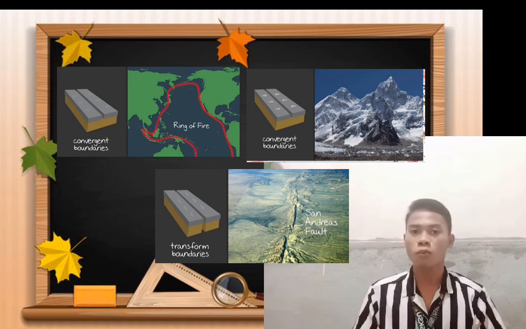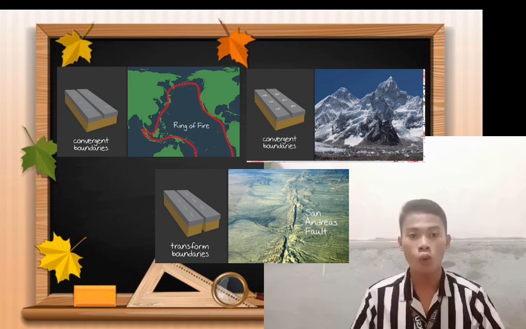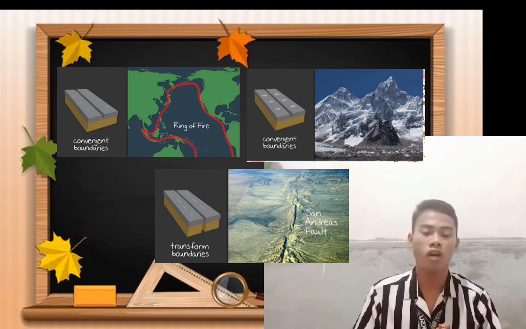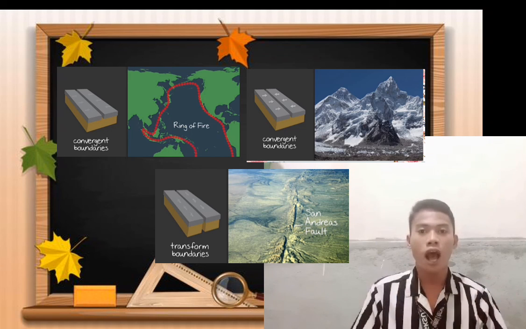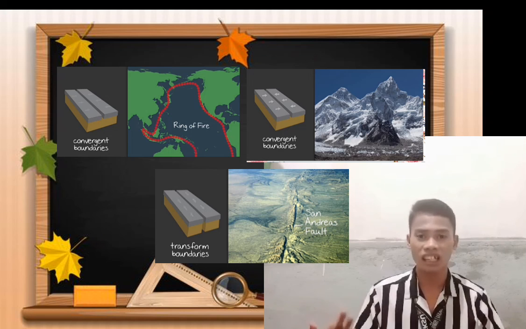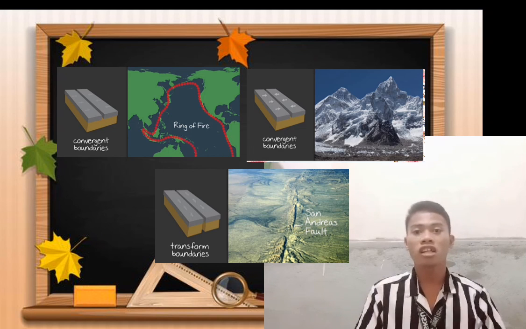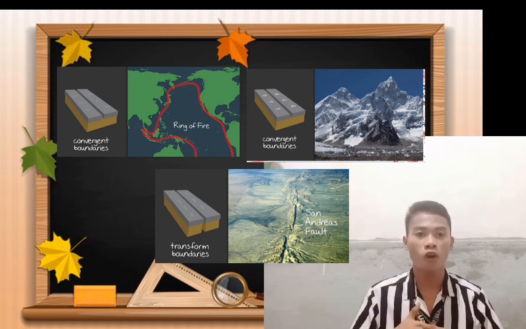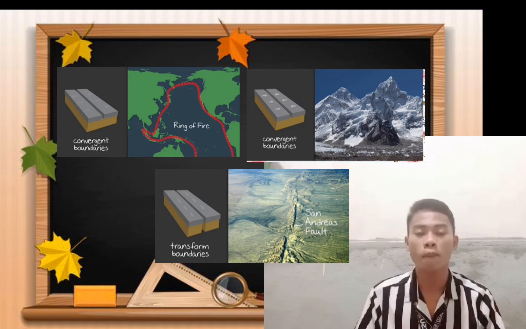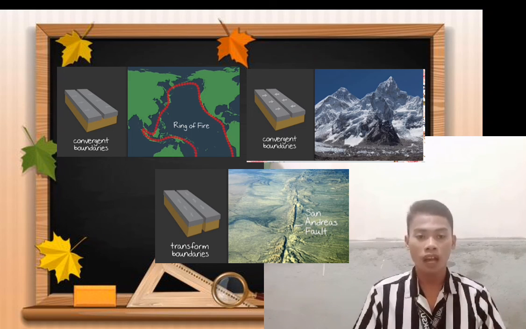So, transform boundaries do not produce magma, unlike convergent boundaries and divergent boundaries, which produce magma. The biggest example of a transform boundary is the San Andreas Fault in California. This is the major transform boundary in the world. So, that's the example of the transform boundaries.